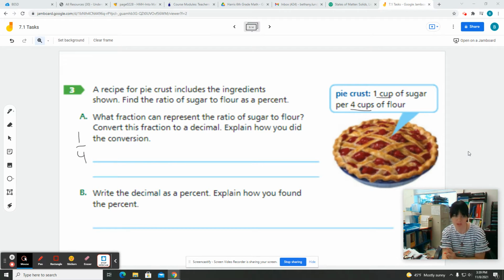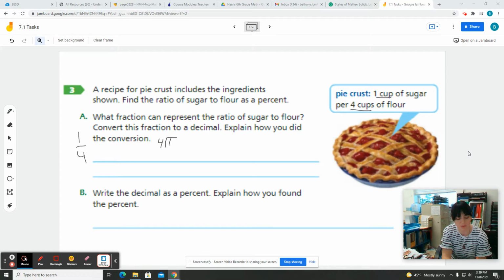Now the first way we can do this is we can use the unit rate. So to find the unit rate, we just divide the top from the bottom. I'm going to say that one more time so you remember. To find the unit rate, you divide the top from the bottom. So we're going to do 1 divided by 4.